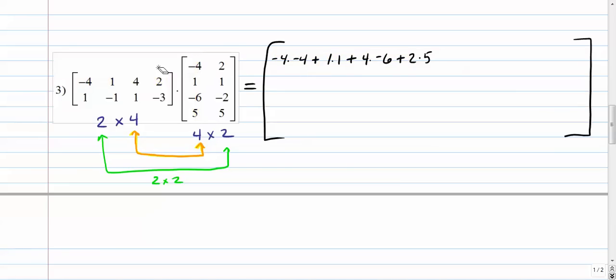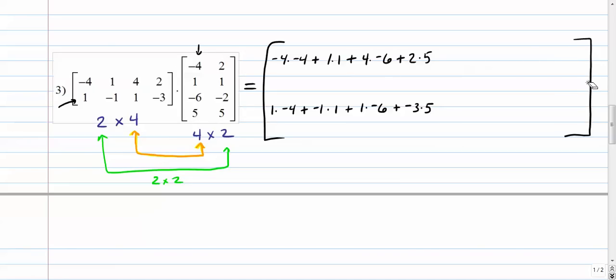Let's get rid of these. We'll go down to the second row. So we're going to go second row times first column. So I have 1 times negative 4, plus negative 1 times 1, plus 1 times negative 6, plus negative 3 times 5. Again, that was 1 times negative 4, plus negative 1 times 1, plus 1 times negative 6, plus negative 3 times 5.